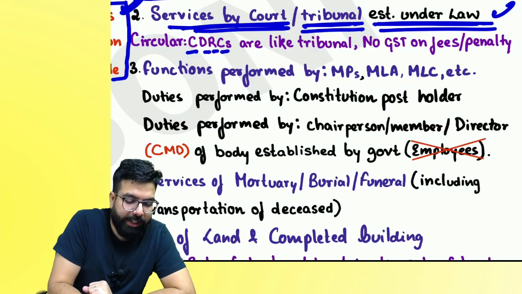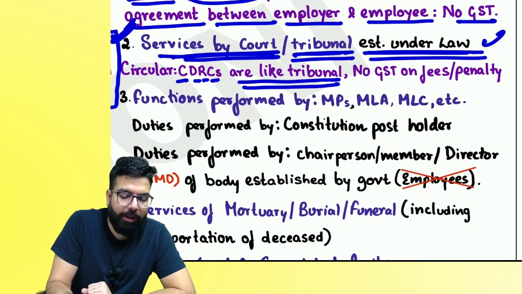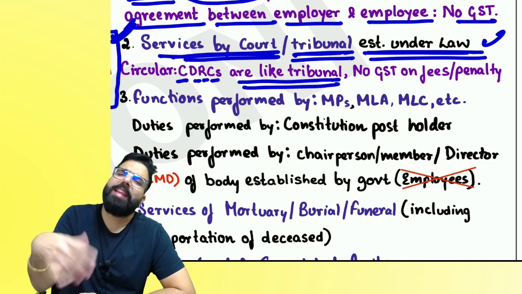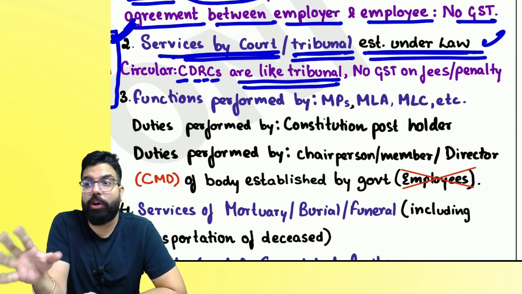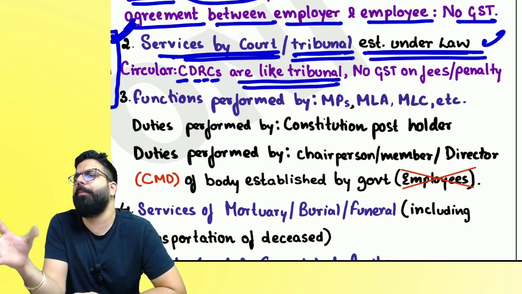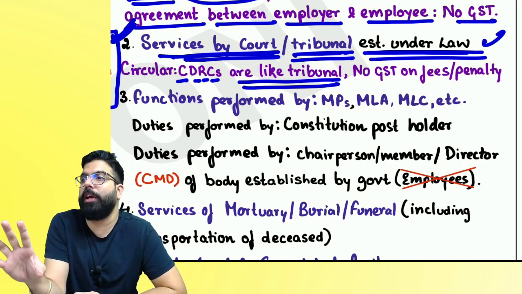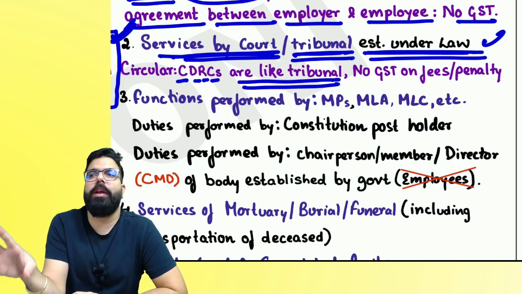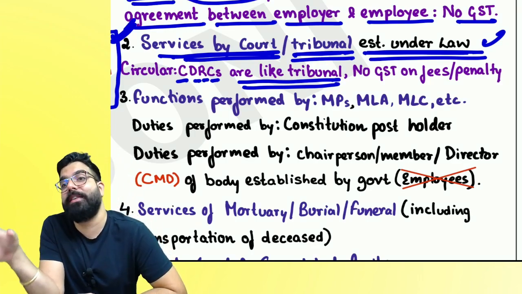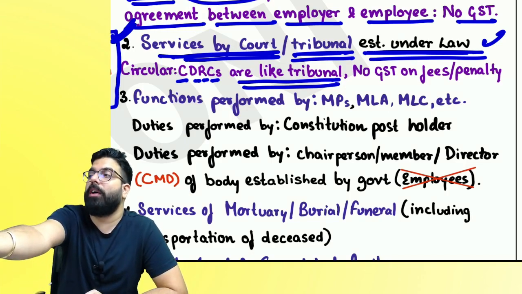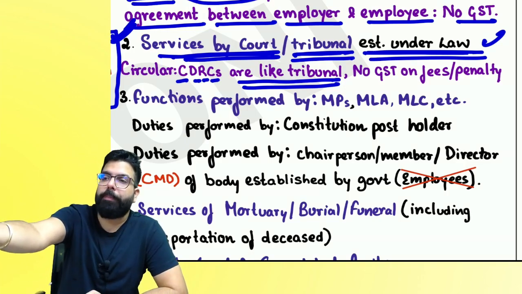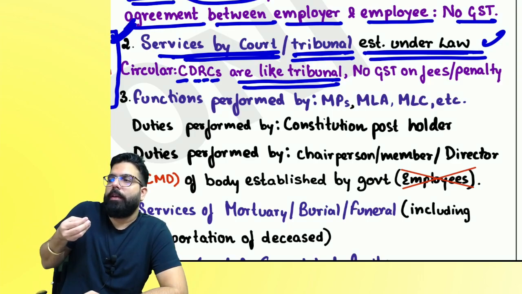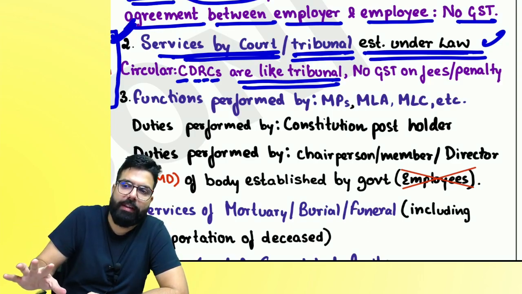Next, CDRCs are like tribunal. Baba, what is a tribunal? Tribunal is not exactly a court. It's a semi-judicial body. It's not a court, but it is like a court only. So if there is a tribunal or a court or a CDRC, giving services to the people and taking any fees, they will not go ahead and charge any GST.